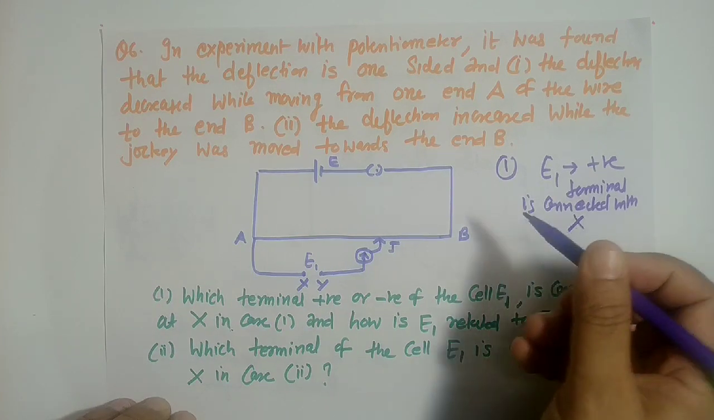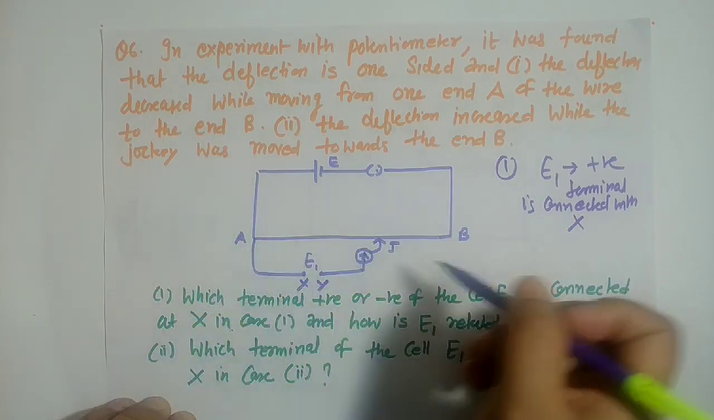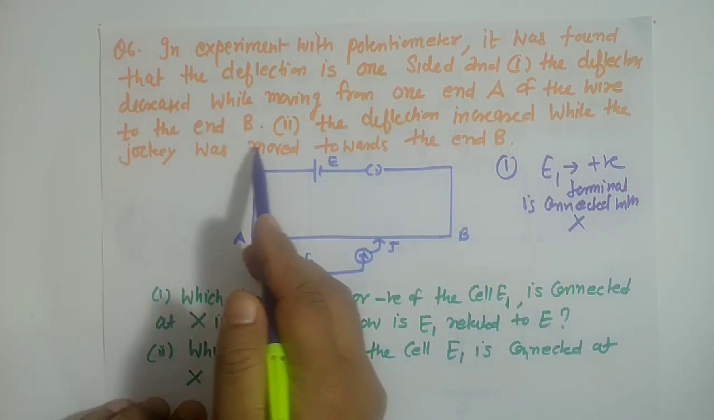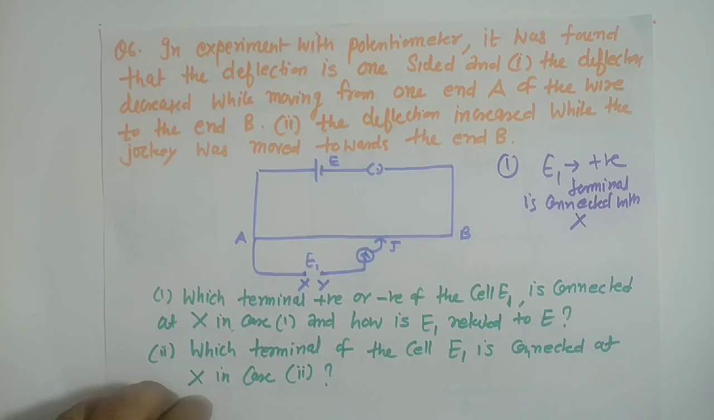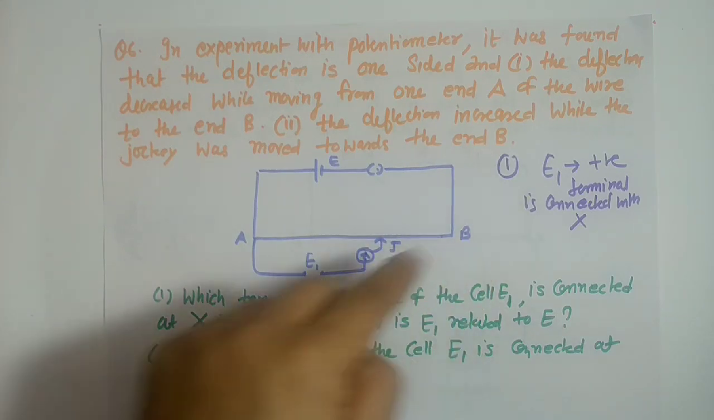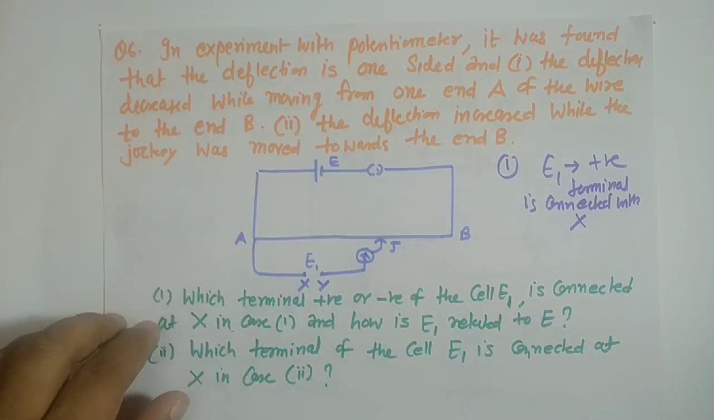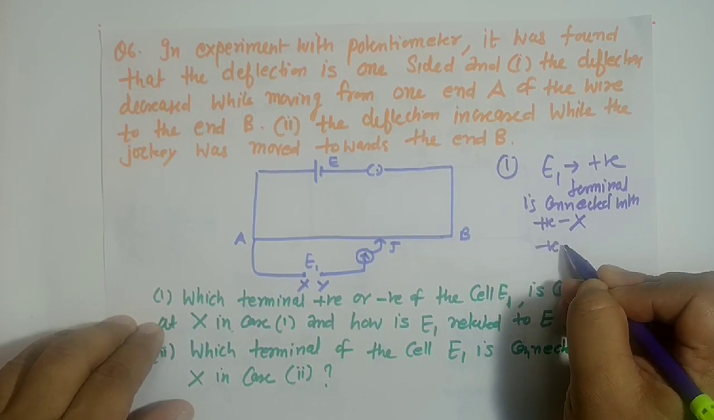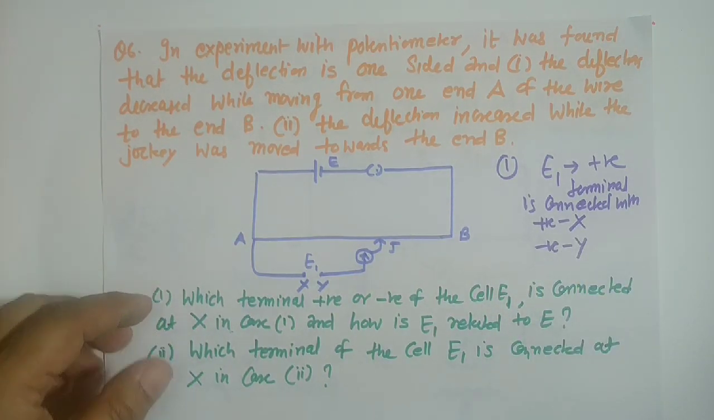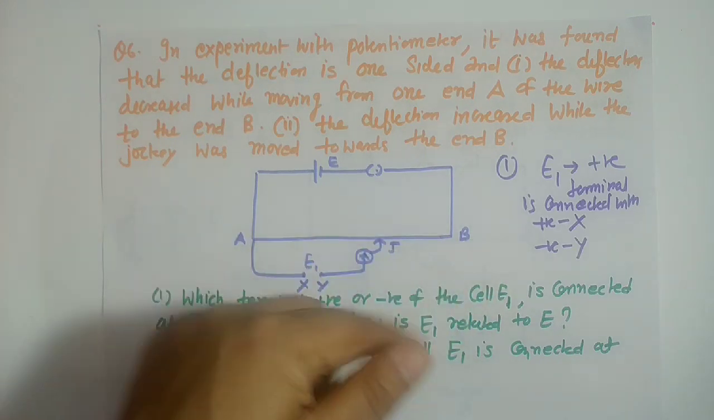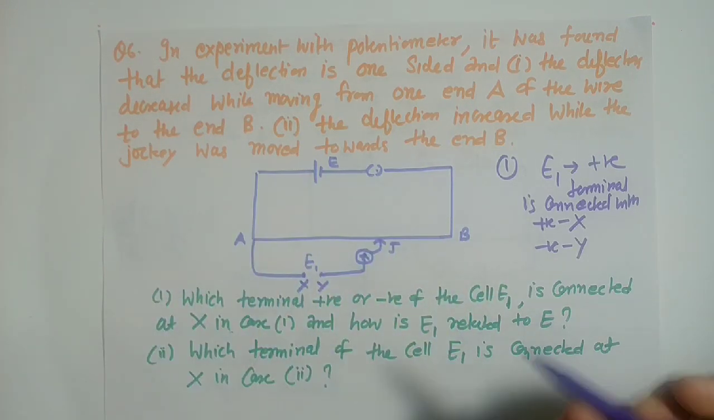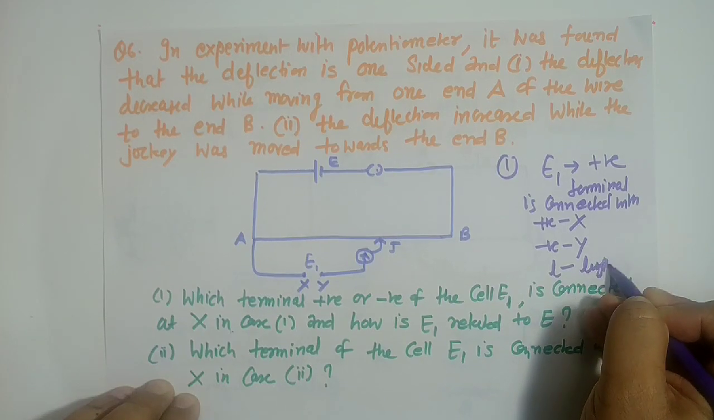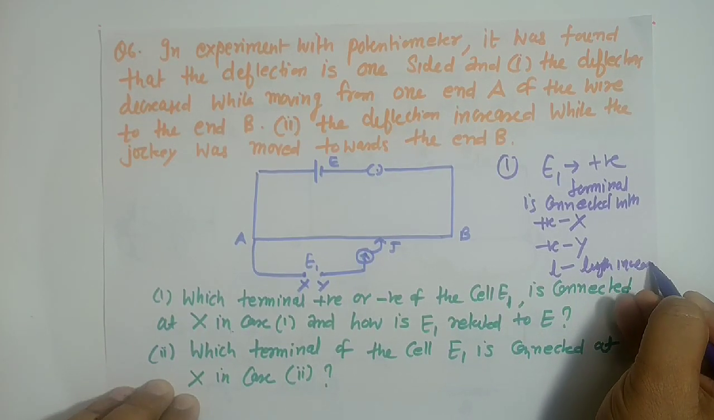So the deflection will decrease while moving from one end of the wire to the end B. So the first case is that the positive of cell E1 is connected to X and negative to Y. Remember, in that situation, the current in the galvanometer decreases and that will increase the length of the potentiometer. So length increases. That is the first case.